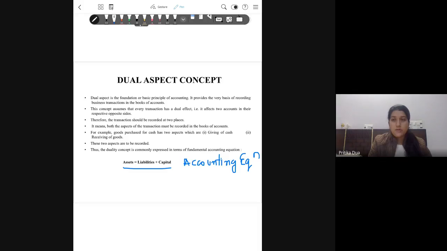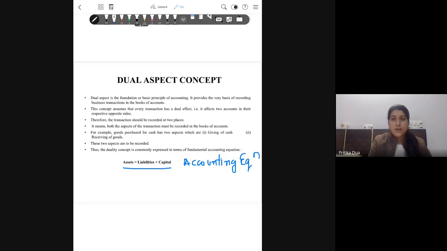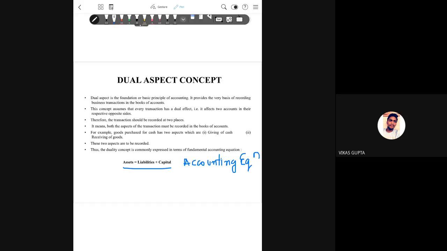Kartike, you unmute yourself. Kartike is here. Vikas, yes, Vikas, what are liabilities?